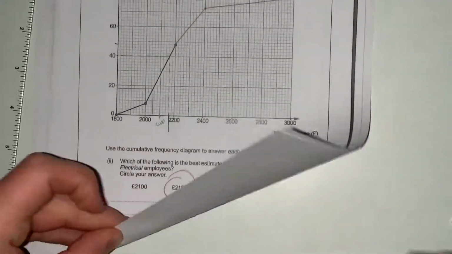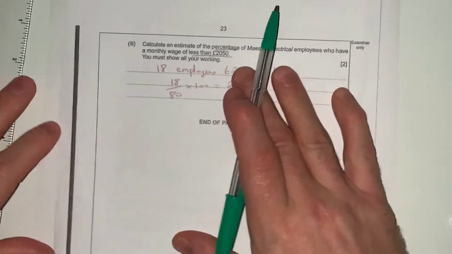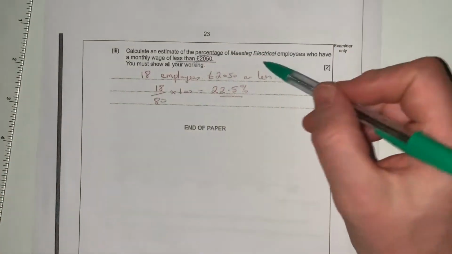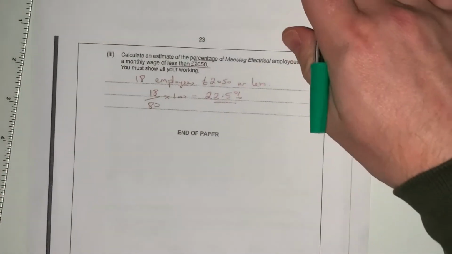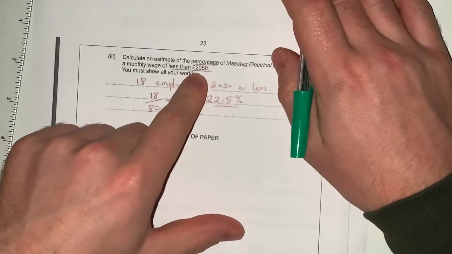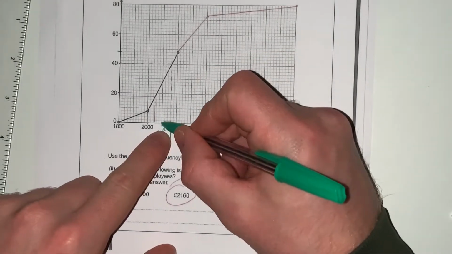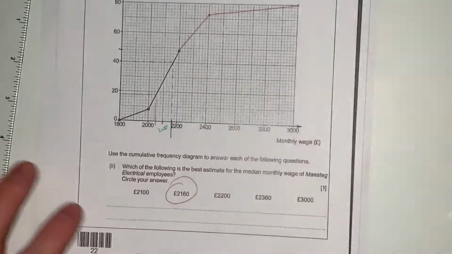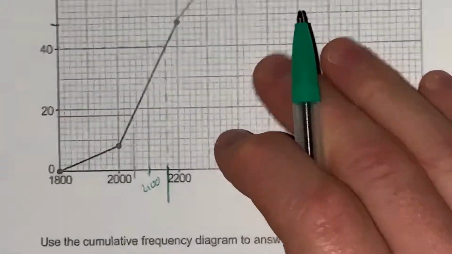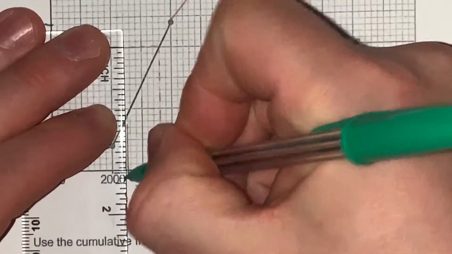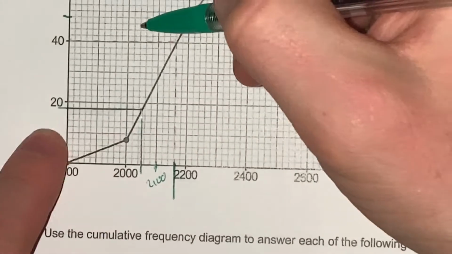And the last question on the back. Calculate an estimate of the percentage of MyStag Electrical employees who have a monthly wage of less than 2,050. So we need to find this number on our diagram. Here's 2,000, here's 2,100. 2,050 is obviously in between them. That's why I've drawn a line up here and across. So attention to detail needs to be really good.